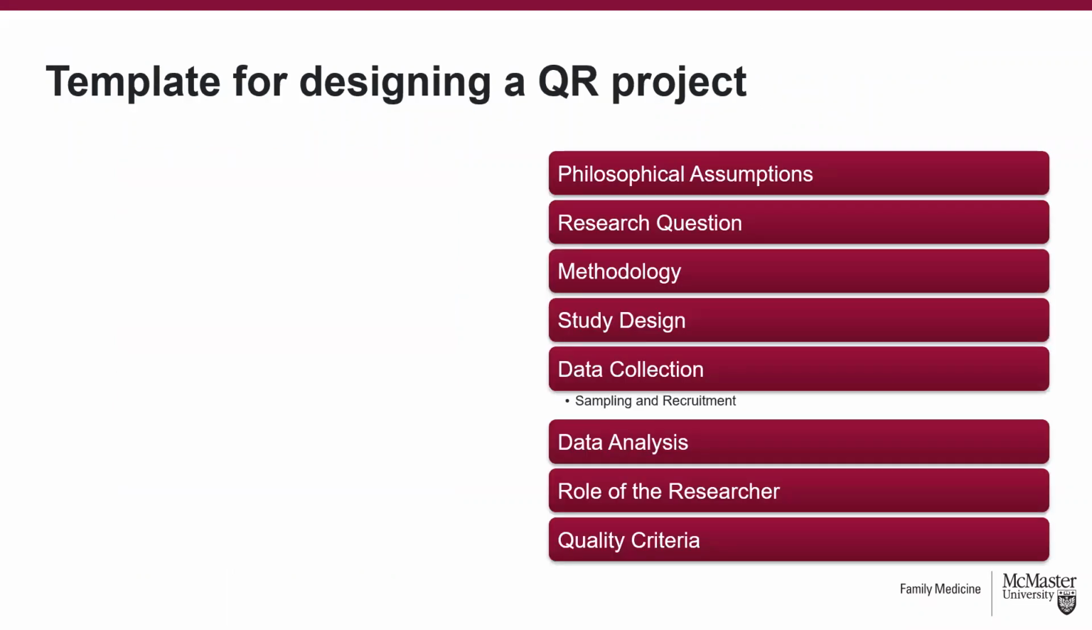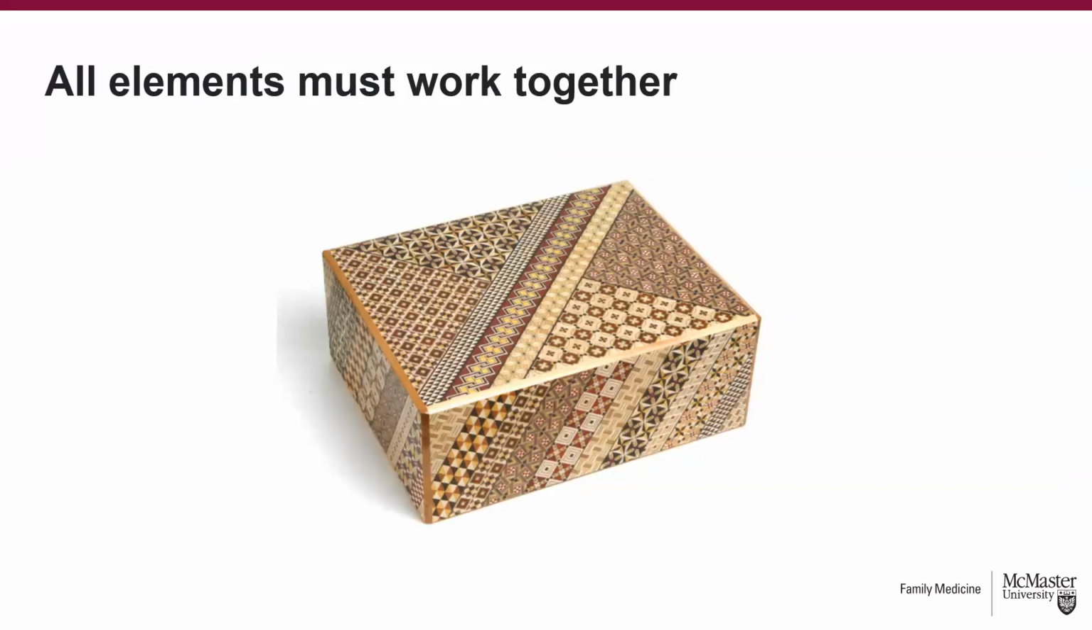So here's the list of the aspects that we've talked about. I often use these headings when I'm writing a method section or writing a grant proposal, just to make sure that I'm covering all the bases and that I'm thinking about how these different aspects fit together with each other. Because really the congruence of these different elements is such an important marker of quality.